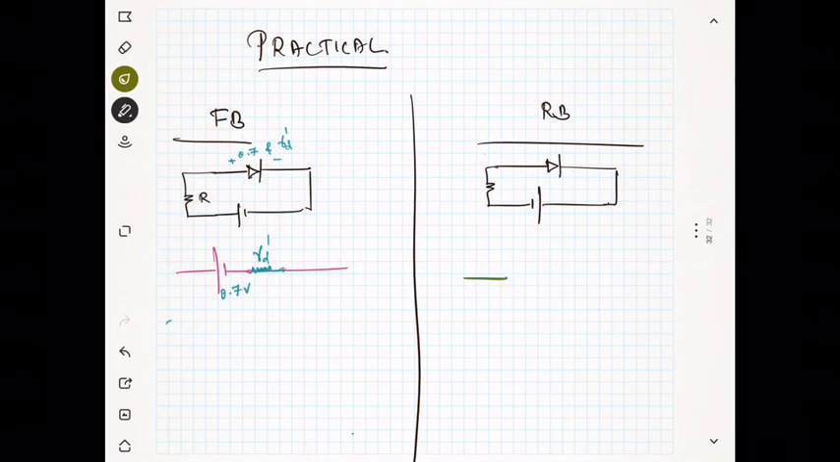You have the diode in reverse bias. In reverse bias, actually, you have the open circuit. This is the open circuit in reverse bias, I told you. But the diode is not perfect. It is something like a valve.